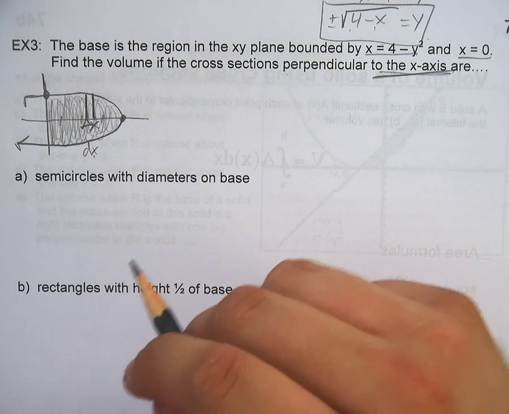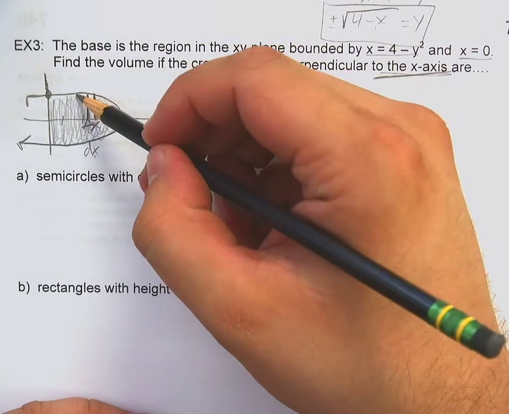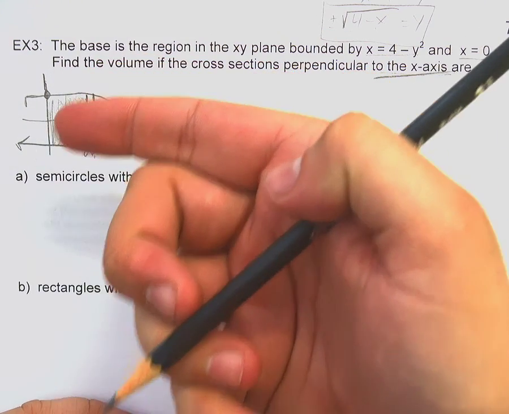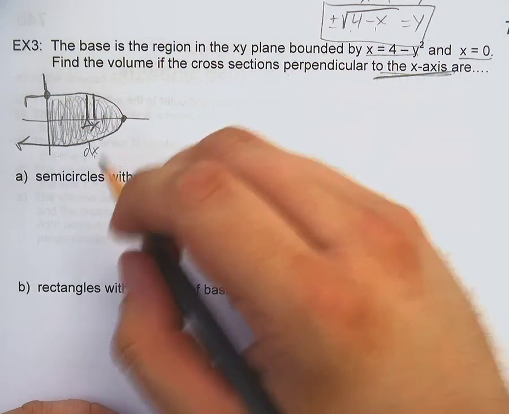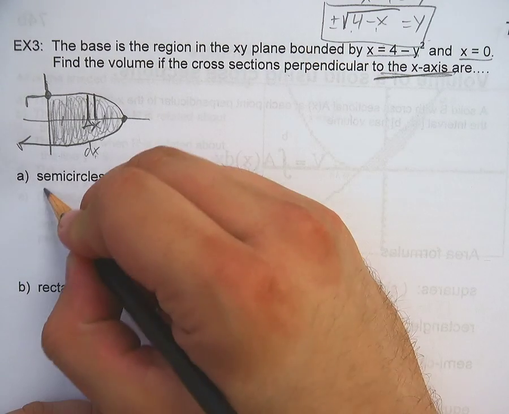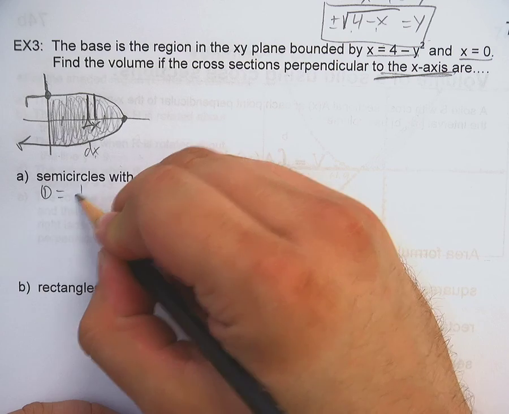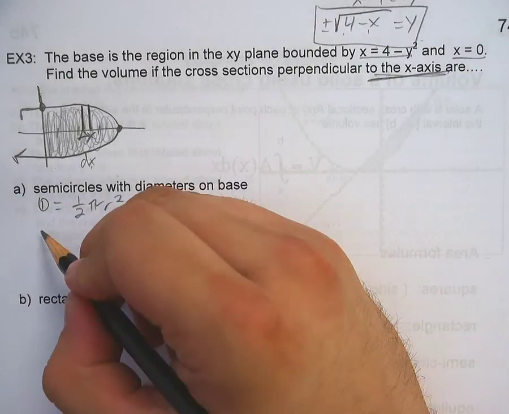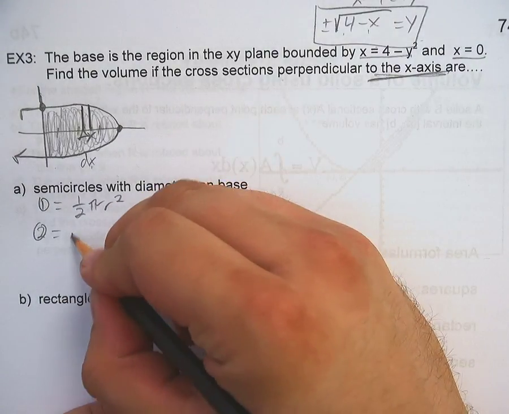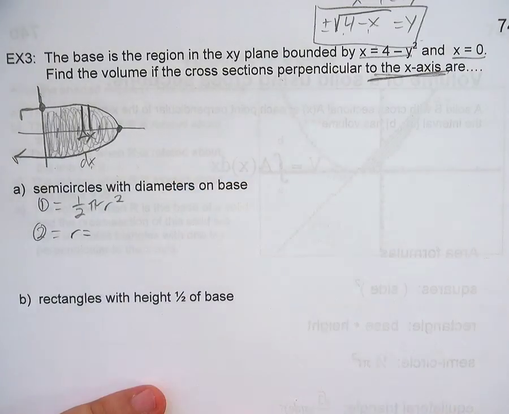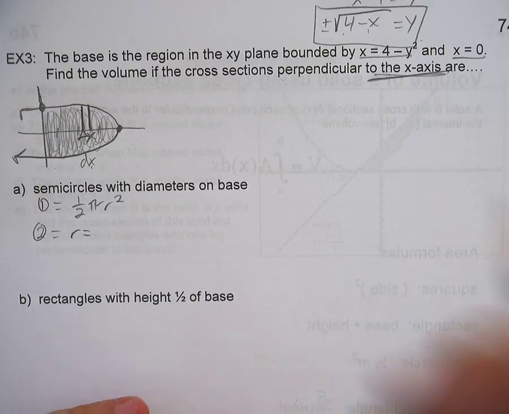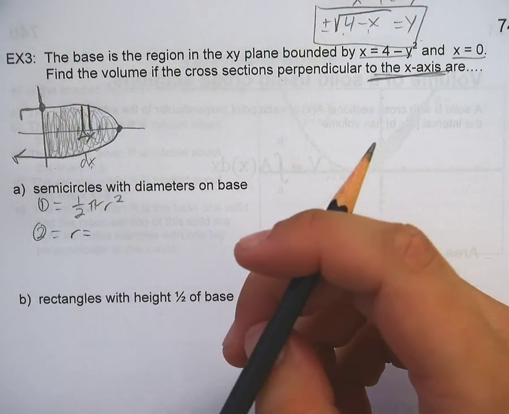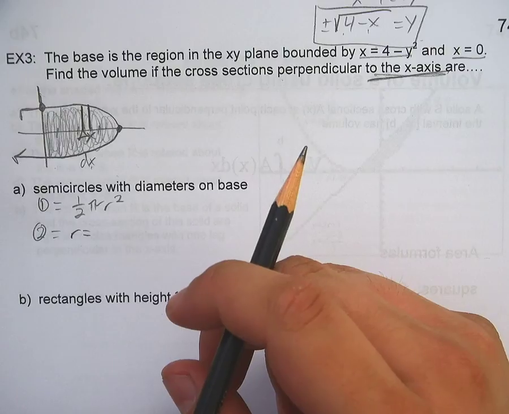Part A says semicircles with diameters on the base. So it's a semicircle, right? It's coming up off the page going blue. Number one, the area of a semicircle is 1/2 pi r squared. It's a circle cut in half. Your radius. Now this one, let me see how I want to do this one here. Well, the 1/2 will take care of itself. Diameters on its base.